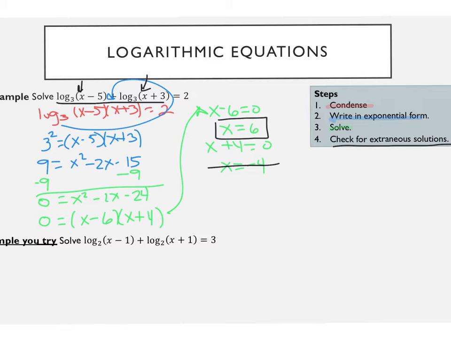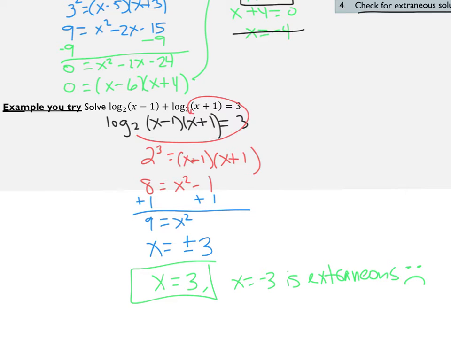I want you to take a minute or two and try the example. Hopefully for this example you try, you recognize when you condense the logarithms, you do get log base 2 of x minus 1 times x plus 1. And when you write it in exponential form, 2 to the third power equals x minus 1 times x plus 1, which equates to 8 equals x squared minus 1. Now you can either solve it by factoring or you can solve by square roots. Just remember, when you solve by square roots, you do need that plus or minus in your final answer.